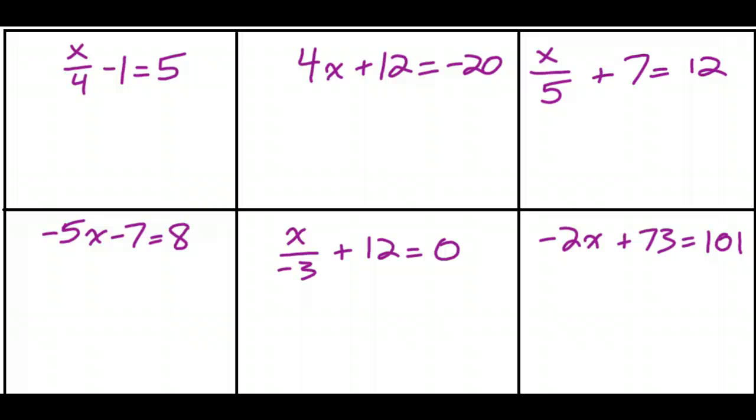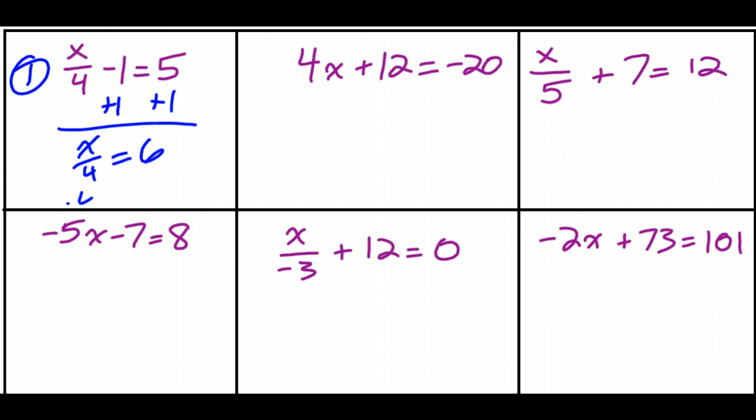So if we label these 1, 2, 3 across the top, and then the bottom 4, 5, 6. For number 1, x over 4 minus 1 equals 5. Let's add the 1 in first and get x over 4 equals 6. Then we have to multiply by 4 on both sides, and we get x is equal to 24.